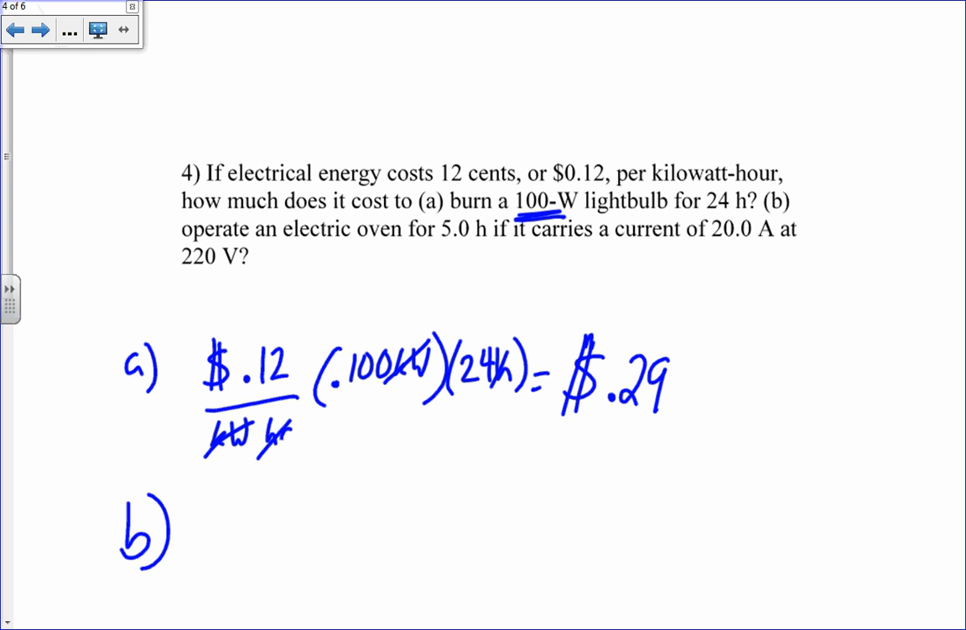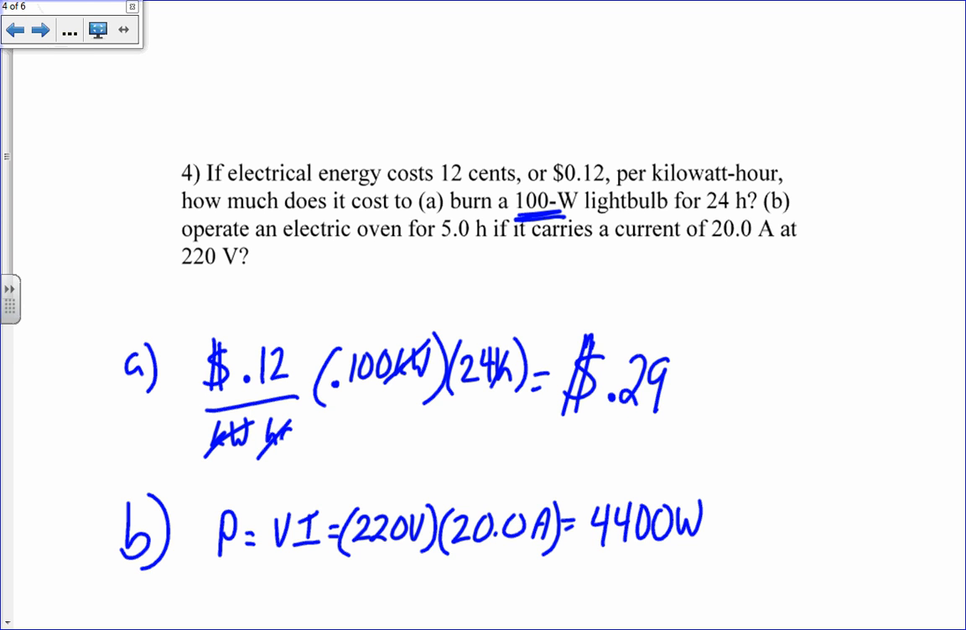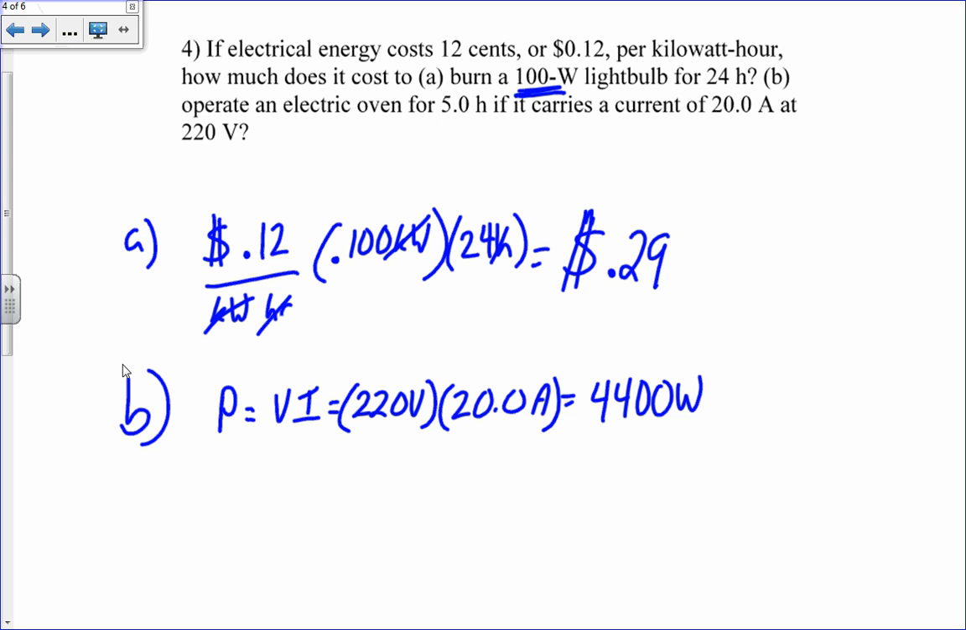Do a similar thing for your oven. Now your oven operates at 220 volts. So first I want to calculate what is the power of my oven. I could just do V times I because I have the voltage and current. I have 220 volts. Why does your oven operate at 220 volts when everything else in your house operates at 120 volts or 110 volts? We'll come back to that in just a second. This is 4,400 watts. A lot of power going through that oven.